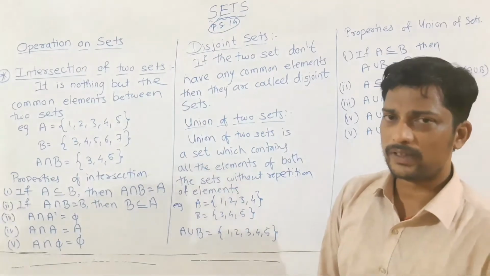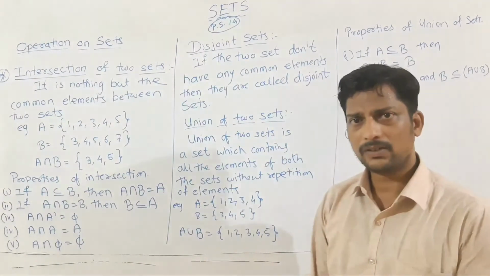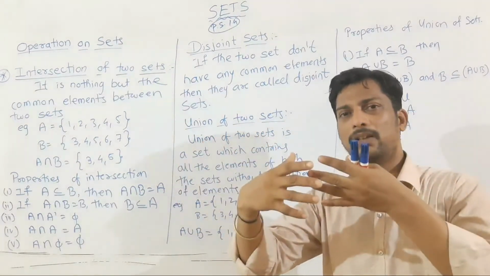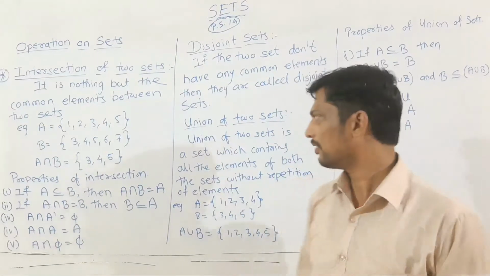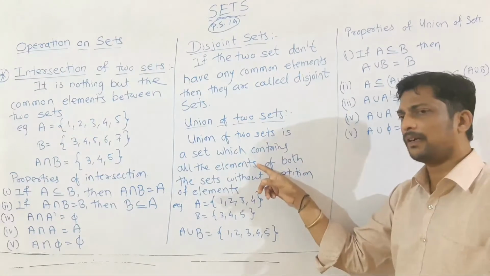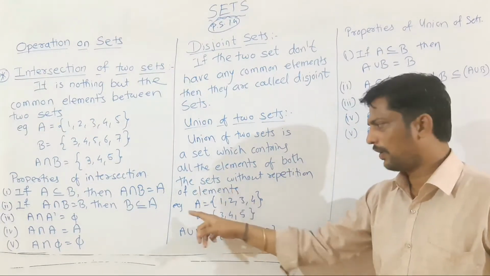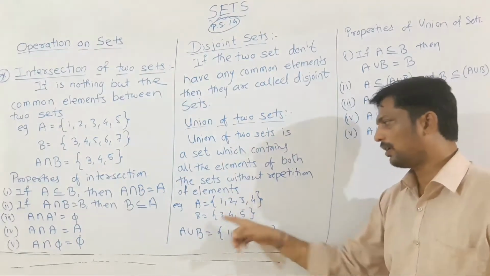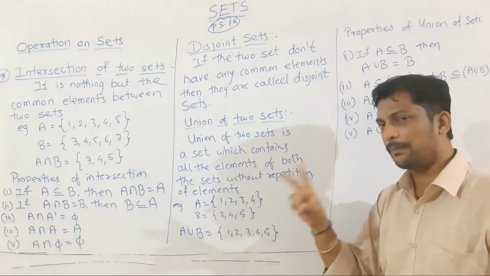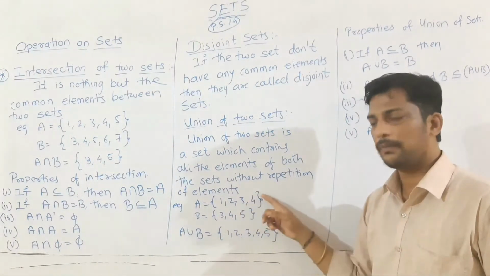The union of two sets means what? Union of two sets is another set in which all the elements present in the two sets are combined together without repetition. So union of two sets is a set which contains all the elements of both the sets without repetition of elements. For example, A = {1, 2, 3, 4}, B = {3, 4, 5}. So here 3 and 4 are repeated twice. That means both of the sets have the two elements 3 and 4.